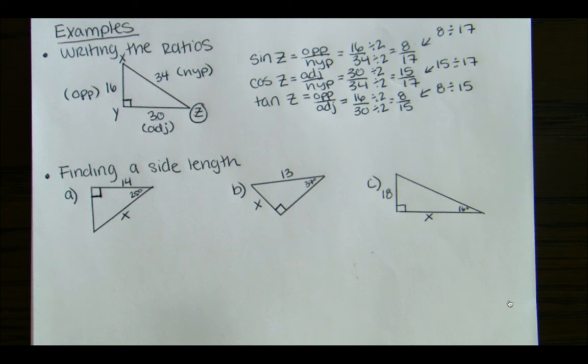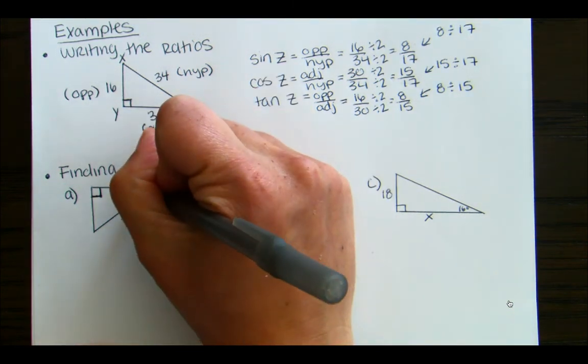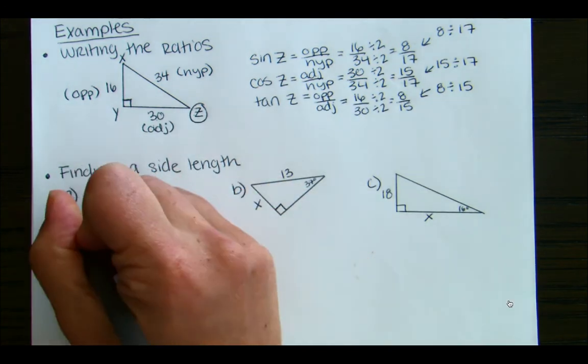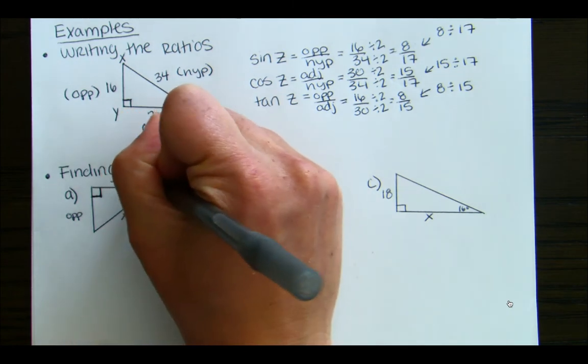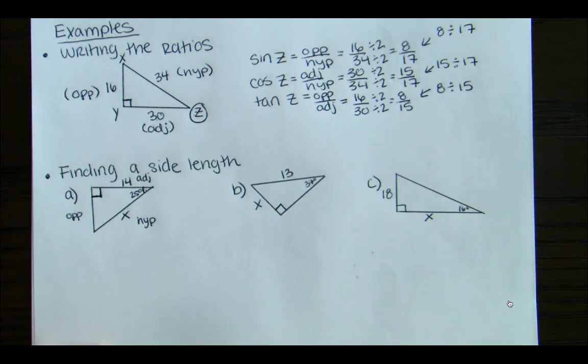So when we're finding the missing side length, I need to figure out, am I using sine, cosine, or tangent? And then I need to set up the correct proportion and proceed from there. So if we're looking at the first one, I'm coming from this angle here. The information I'm given is not my opposite, but I am given this adjacent and the hypotenuse. So it's best to start out by labeling everything, and it'll make it a lot easier for you.